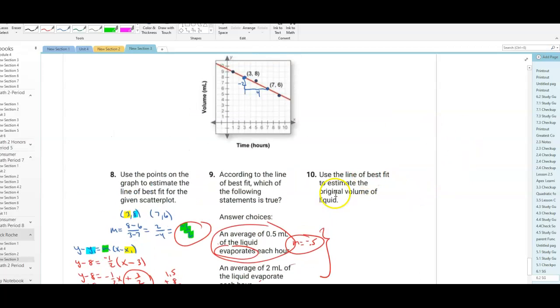Now, use the line of best fit to estimate the original volume of liquid. Right away, in our line of best fit, this is usually our starting value or our initial value. So I would say about 9.5 milliliters, or if I look at the graph, that would be your initial amount when you first started. So 9.5 would be the original volume of liquid.